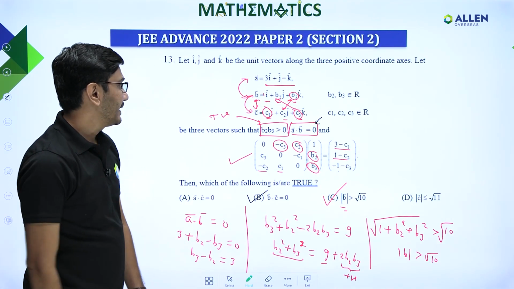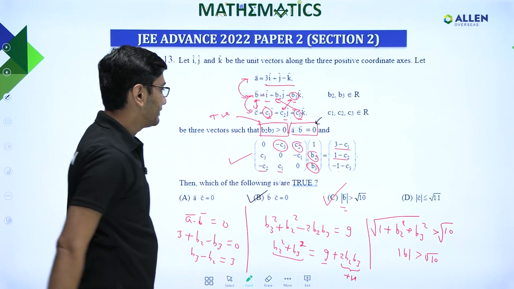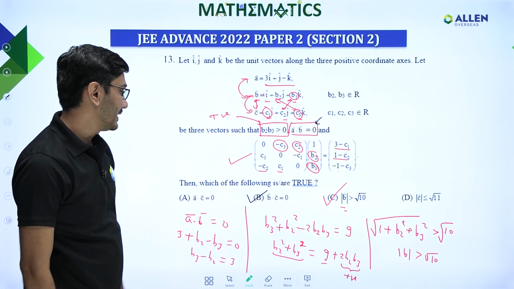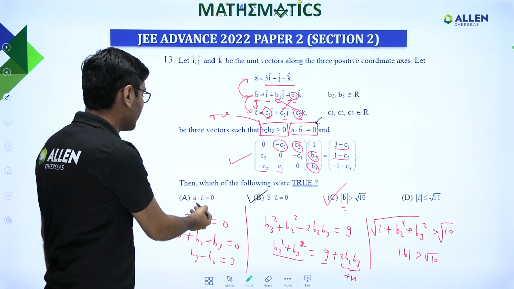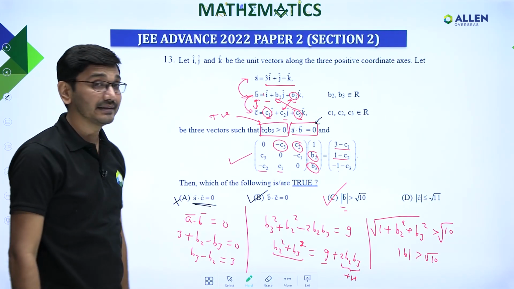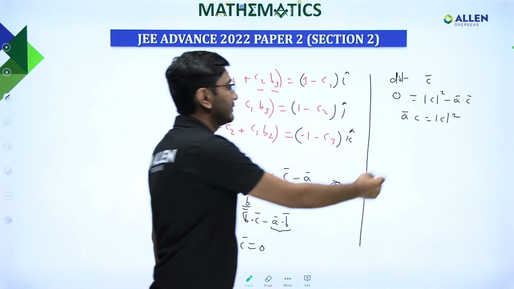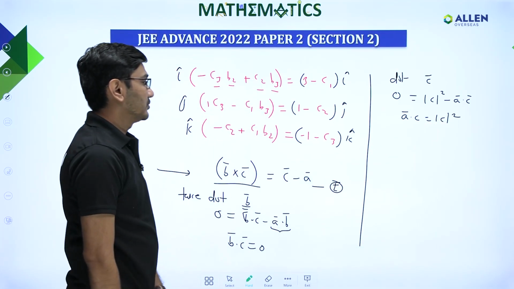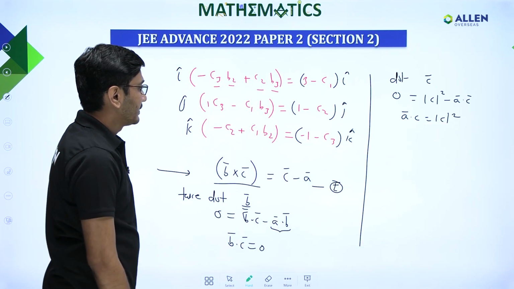So, I can say that a dot c is mod c square. But definitely c bar has some coefficients c1, c2, c3 and c bar is a non-zero vector. Therefore, a dot c is mod c square, which means it is not equal to 0. So, option A is wrong, it says that it should be 0, but a dot c I am getting as mod c square, so definitely that cannot be 0.